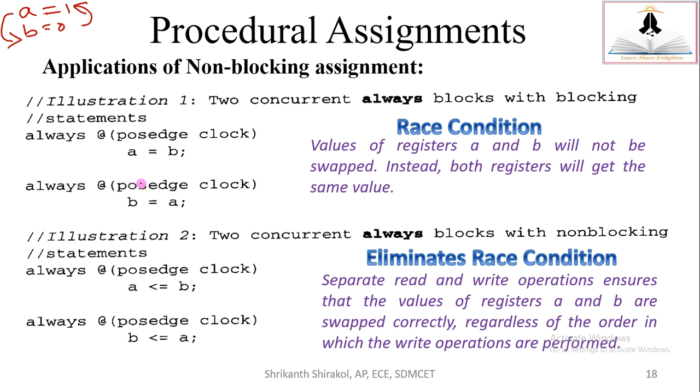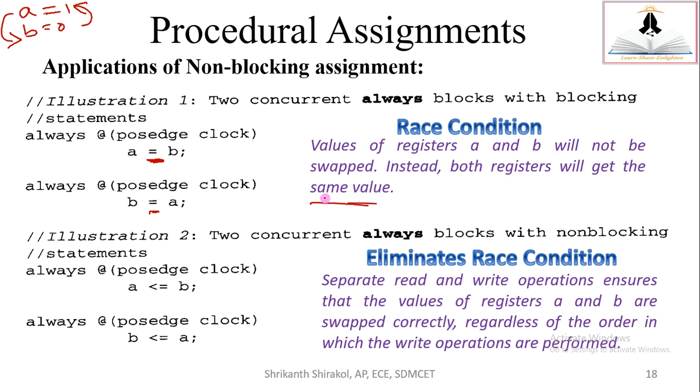So what I do is I use a blocking statement in the first case. That is, always at the positive edge of the clock, a = b, and in another always block, b = a. So a should receive b's value, b should receive a's value. What operator have we used? It is a blocking statement. So when you use a blocking statement, it will result in a race condition. Means values of registers A and B will not be swapped. Instead, both registers will have the same value because it falls into a race condition.